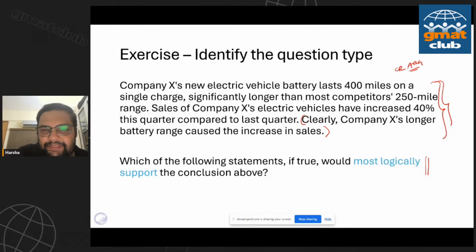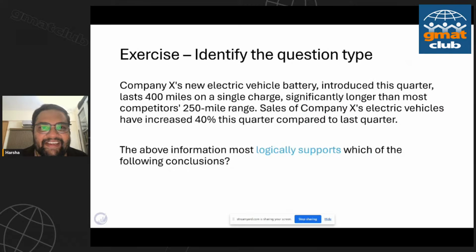So, there's a clearly defined conclusion, and look at the question statement. Which of the following statements, if true, would most logically support the conclusion above? You're not being asked to arrive at a conclusion based on the statements that are given. You're asked to strengthen the given conclusion. So, this is actually a strengthen question. Let's move to the next example. Now, some of you might wonder why we're discussing these basics, because some of us do falter here, and it's my job to give you some clarity on this, right? Let's do the next one.